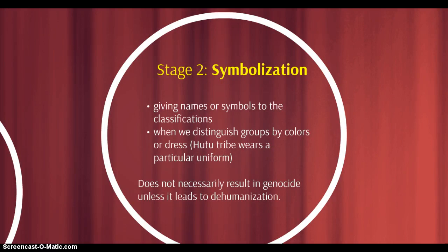The second stage is symbolization. We give names or other symbols to the classifications that we made in stage 1. We name people Jews or Gypsies, or distinguish them by colors or dress, and apply the symbols to members of groups. Classification and symbolization, the first 2 stages of genocide, are universally human and do not necessarily result in genocide unless they lead to the next stage, which is dehumanization. When combined with hatred, symbols may be forced upon unwilling members of these groups. For example, the yellow star for Jews under Nazi rule.